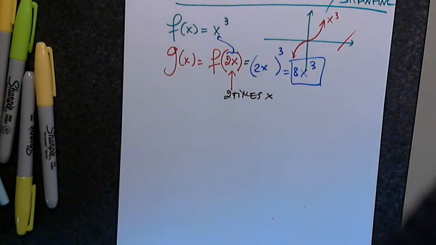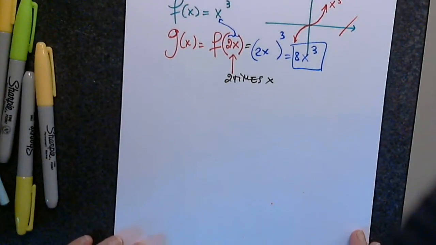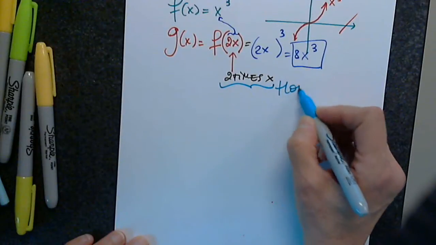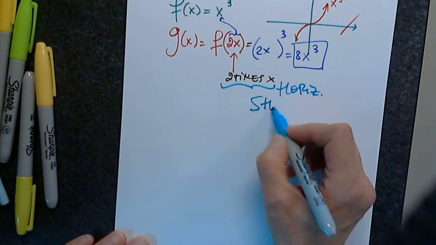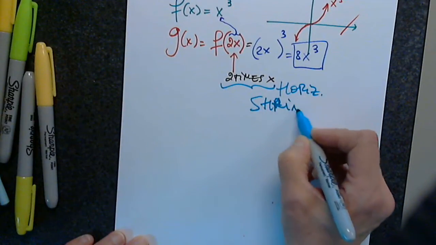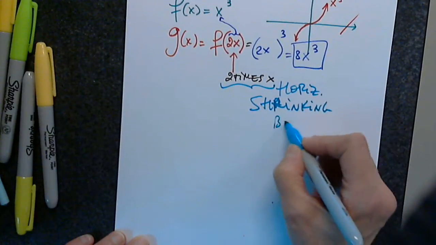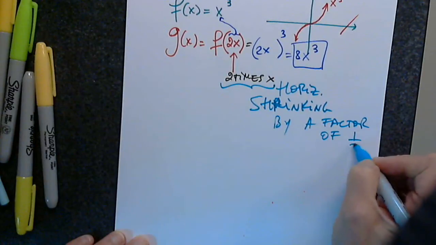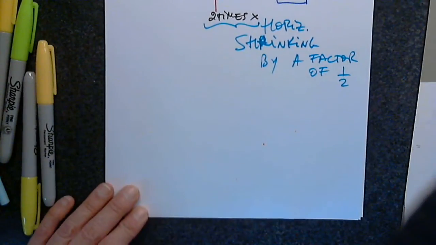So every time, that's our conclusion. And we're going to look at an example in a minute. But I need to explain both of them. So this is basically a horizontal shrinking by a factor of, well, I'm sorry. Of course, I meant to write 1/2. Of course.